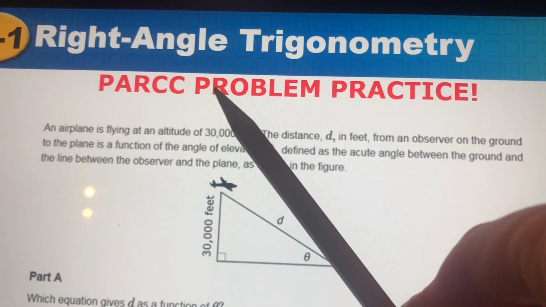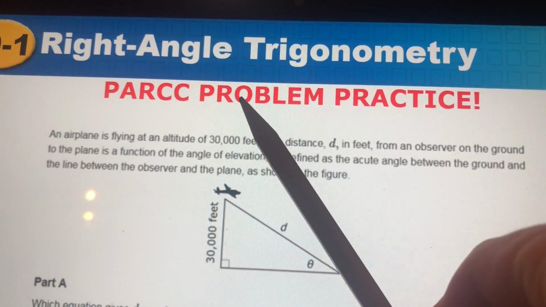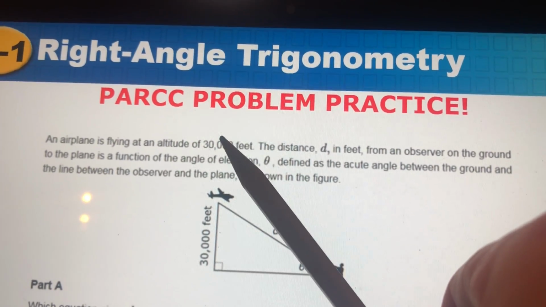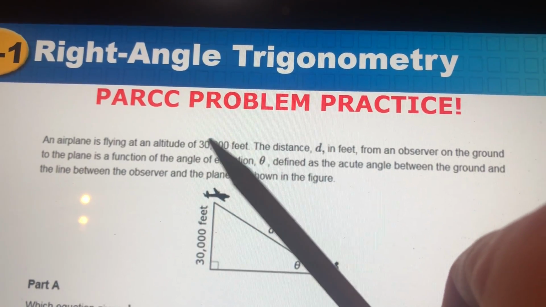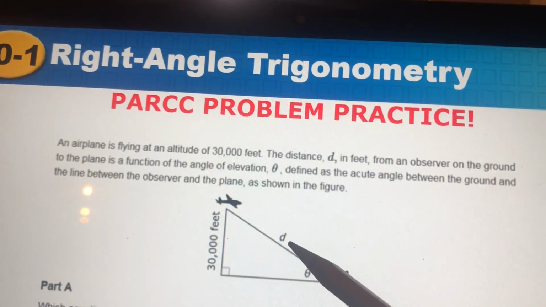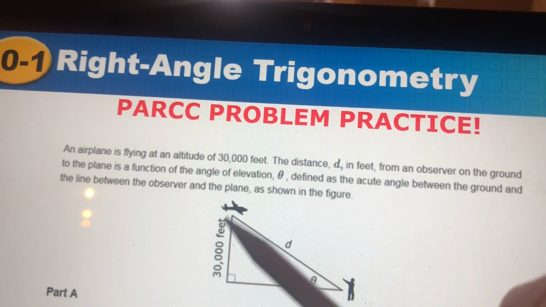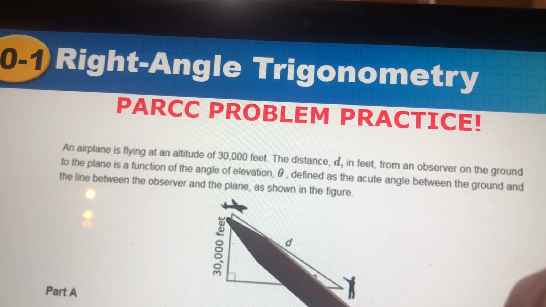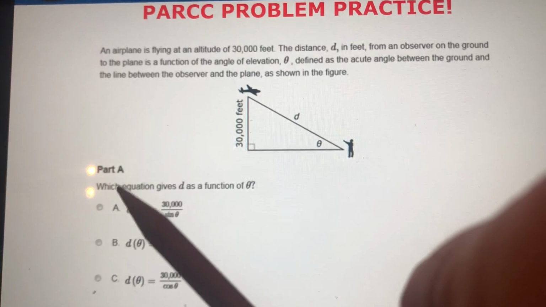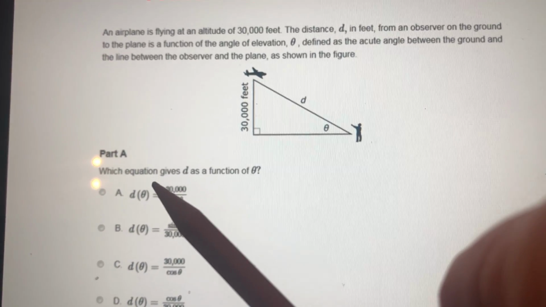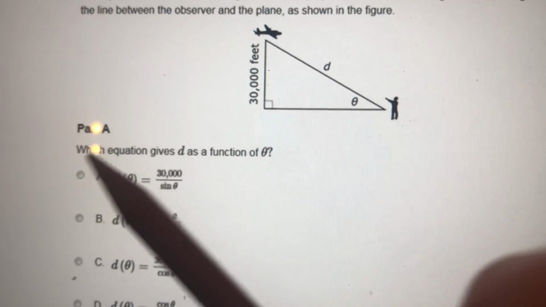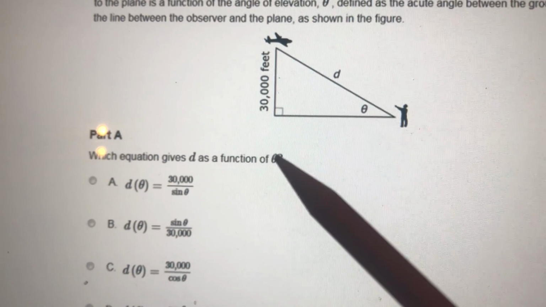As the plane gets closer, the angle is going to get larger, right? And the D, the hypotenuse, will get smaller. Or if the plane was further away, it would get longer. So D is dependent on this angle, okay? So 30,000 feet is how high the plane is, and this is the angle of elevation. Part A said, which equation gives D as a function of theta?